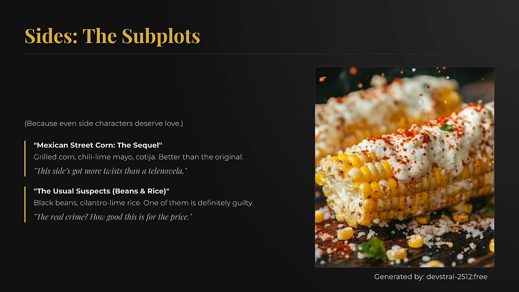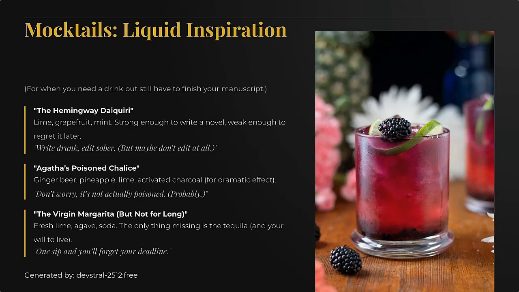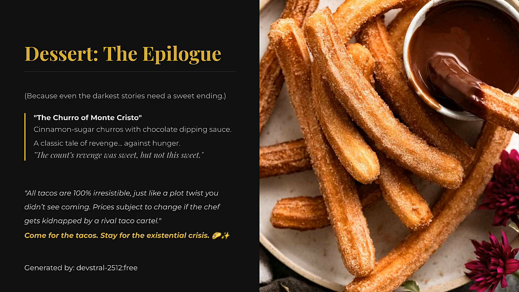The sides, the subplots, are for when even side characters deserve love. Try the Mexican Street Corn, the Sequel, or The Usual Suspects, black beans and cilantro lime rice. Our mocktails, liquid inspiration, are for when you need a drink but still have to finish your manuscript. Options include the Hemingway Daiquiri, Agatha's Poison Chalice, and the Virgin Margarita. Finally, dessert, the epilogue, because even the darkest stories need a sweet ending. Enjoy the Churro of Monte Cristo, cinnamon sugar churros with chocolate dipping sauce. Come for the tacos, stay for the existential crisis.